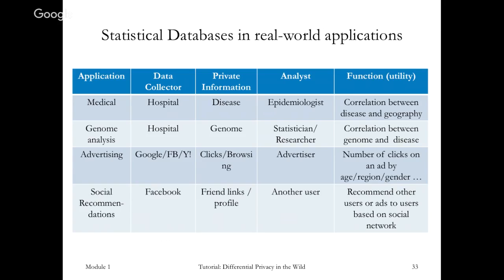For instance, the application could be a medical application where the data collector is a hospital. The private information is, for example, the disease of an individual. You don't want to disclose the disease of each individual record. The analyst is like an epidemiologist, and the function is just the correlation between, say, disease and geography. You don't need to reveal each individual disease to compute this correlation. It's only an aggregate property of the data set.